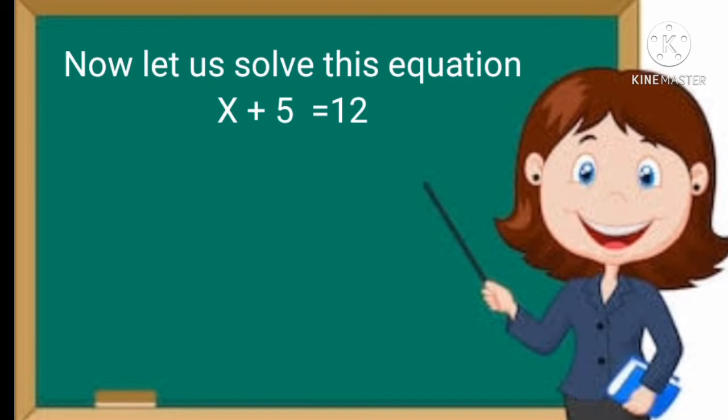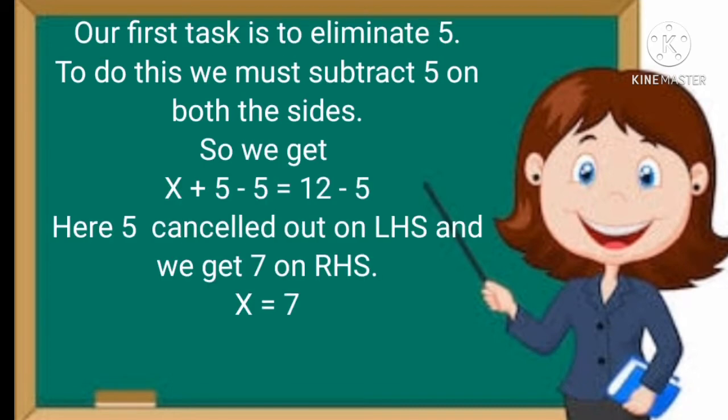x plus 5 is equal to 12. How to solve this equation? Our first task is to eliminate 5. To do this, we must subtract 5 on both the sides. So we get x plus 5 minus 5 equals 12 minus 5. Here 5 is cancelled out on the left hand side and we get 7 on the right hand side. Therefore, x is equal to 7.